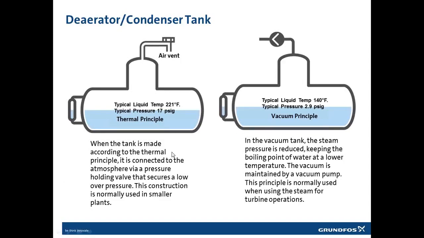The vacuum principle deaerator on the right is running on a very low pressure, 2.9 psig, and has a vacuum pump installed, and that is normally used for steam turbine operation, and that principle will not be covered more in this presentation.